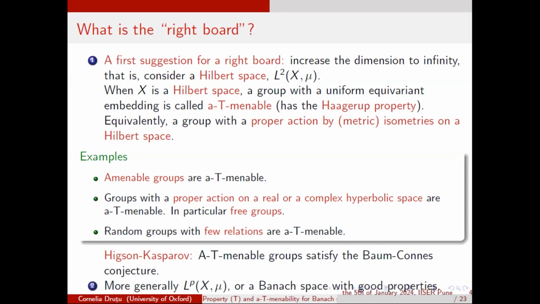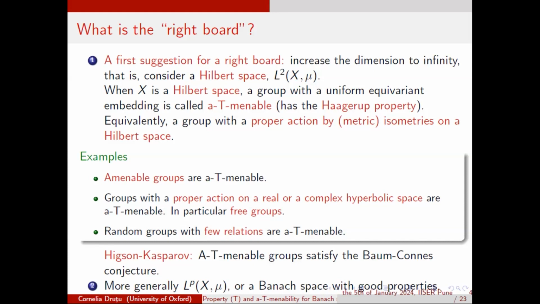I should also say that the a-T-menability property, the classical one, is the one considering a Hilbert space as a good board. But in fact, as you're already guessing from the title, later on I will consider as good boards also L^p spaces and, more generally, Banach spaces with good properties. And in that case as well, it will be exactly the same definition.